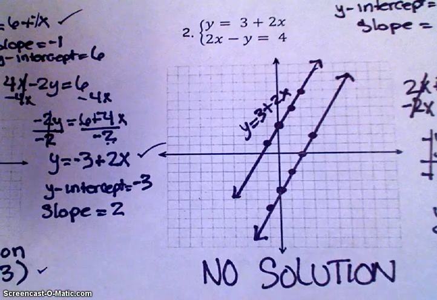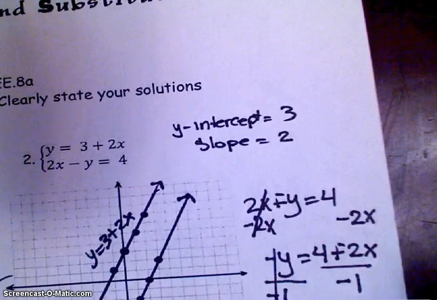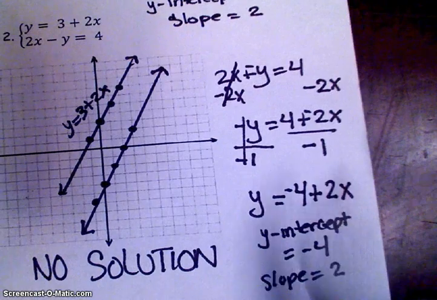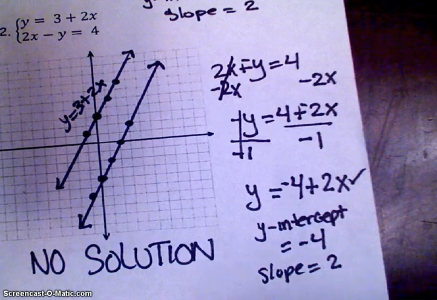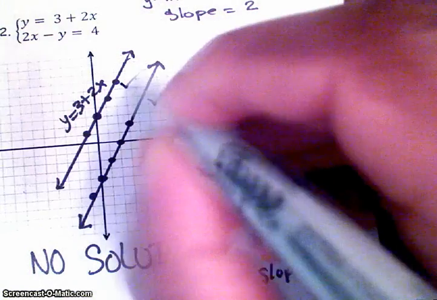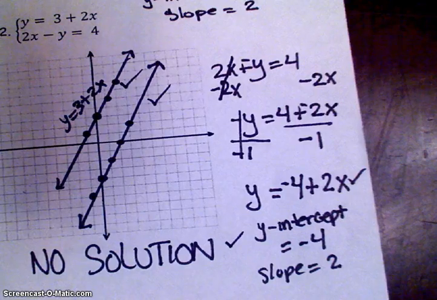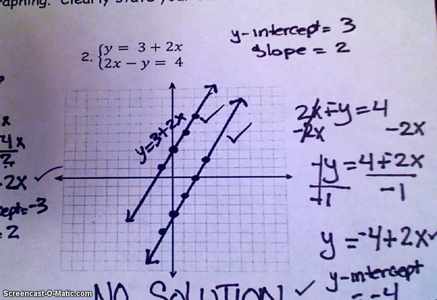Make sure you understand what you missed if you missed any points. So once again, here I was looking that you got the second equation into the form y equals mx plus b, that you plotted the lines correctly, and you wrote no solution. So this problem was worth 4 points.